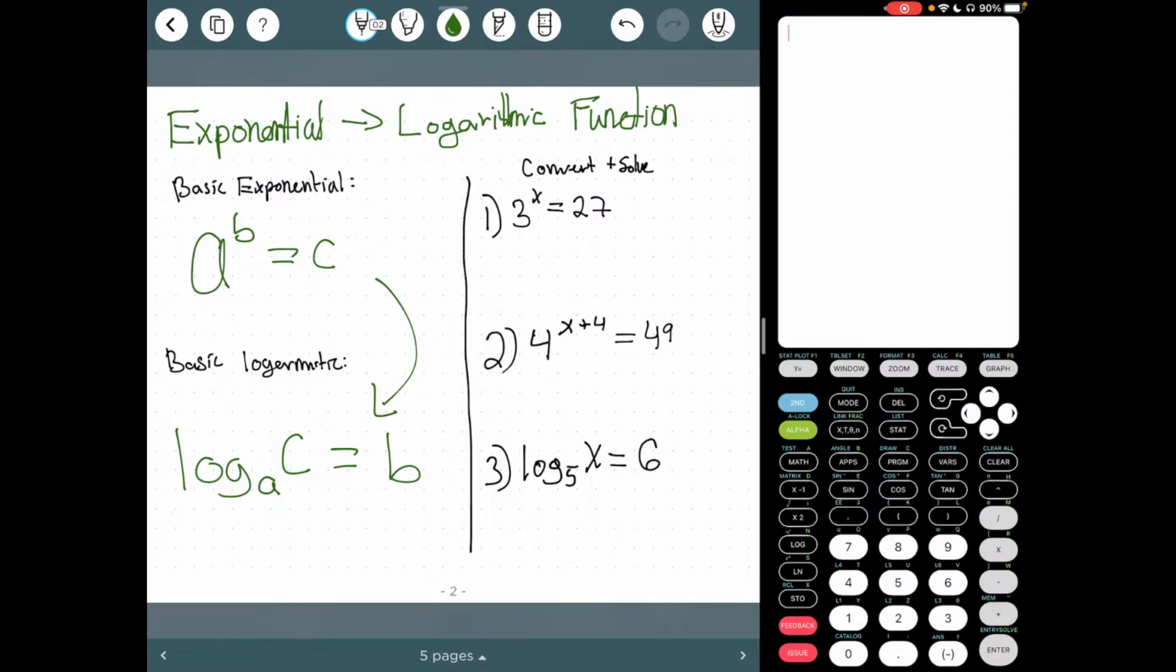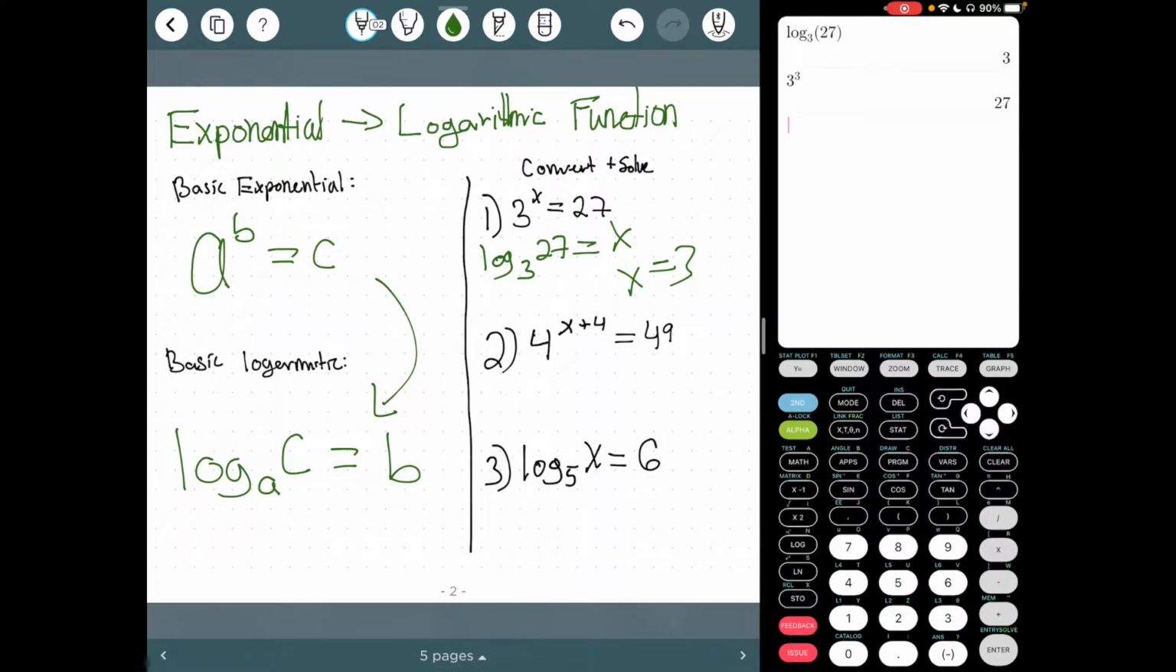exponential equation. So let's take number 1 for example. 3 to the power of x equals 27. So let's change this to log form. So it would be log 3 of 27 equals x. So now we can plug this into our calculator. Log 3, 27, which we can see equals 3. And if we plug this in for x, 3 to the power of 3, we know we get 27.